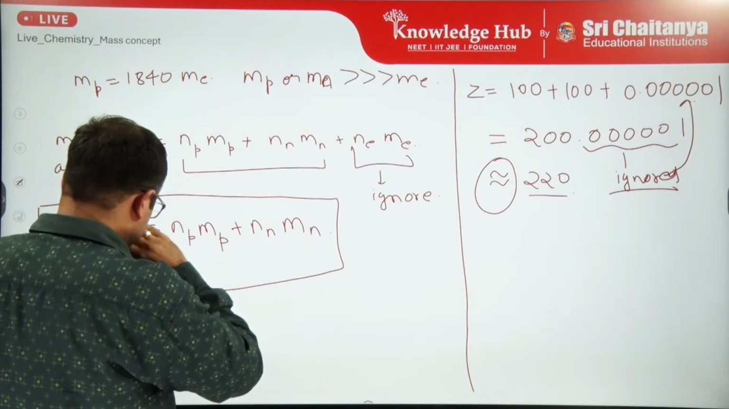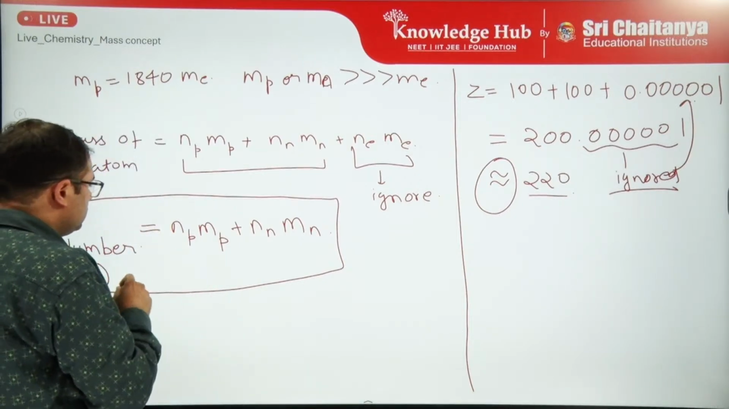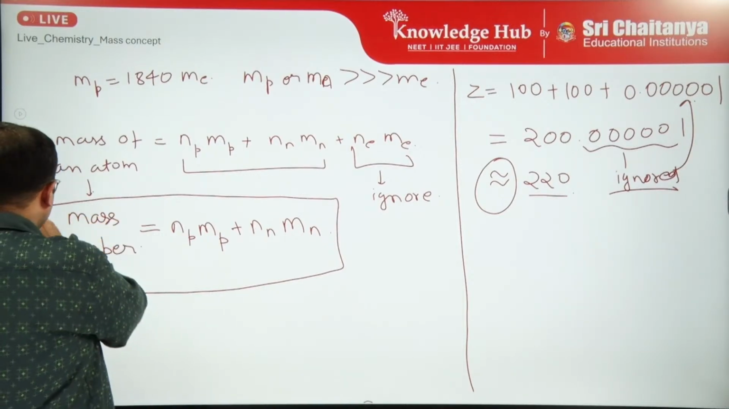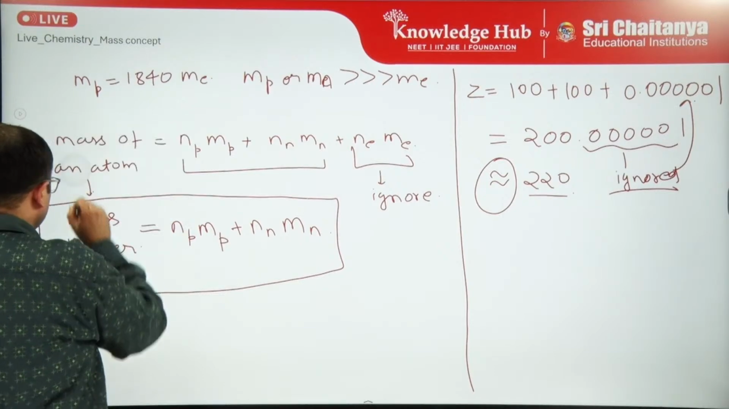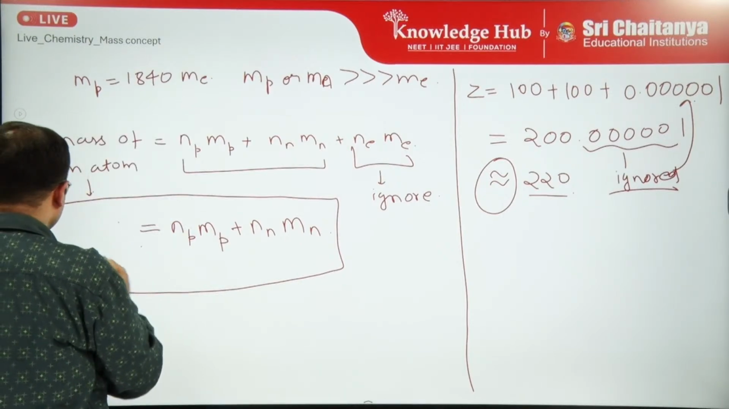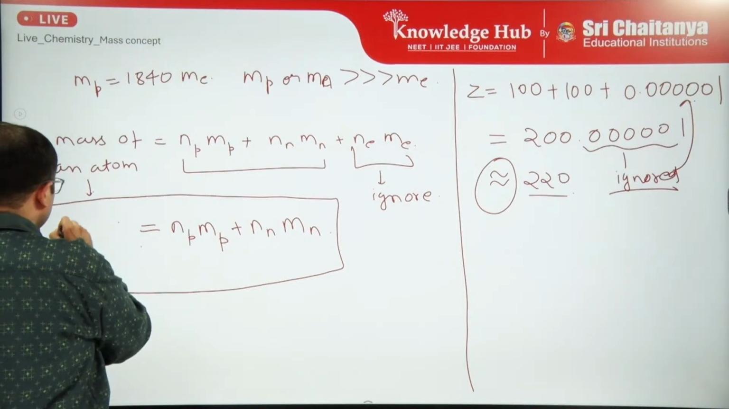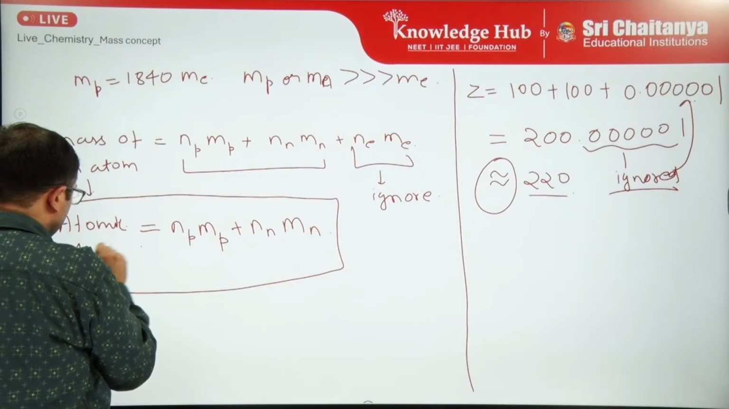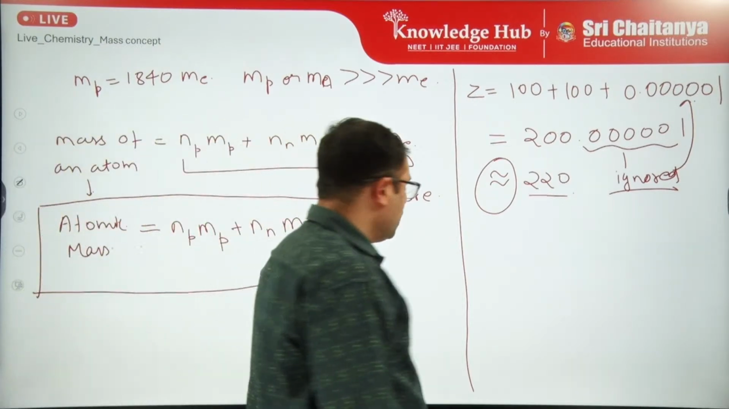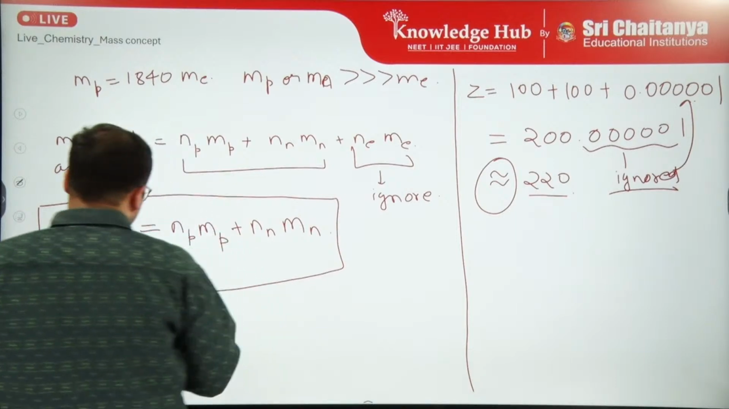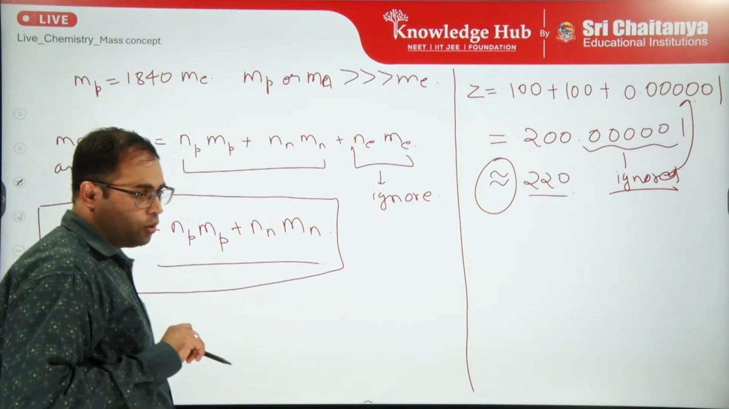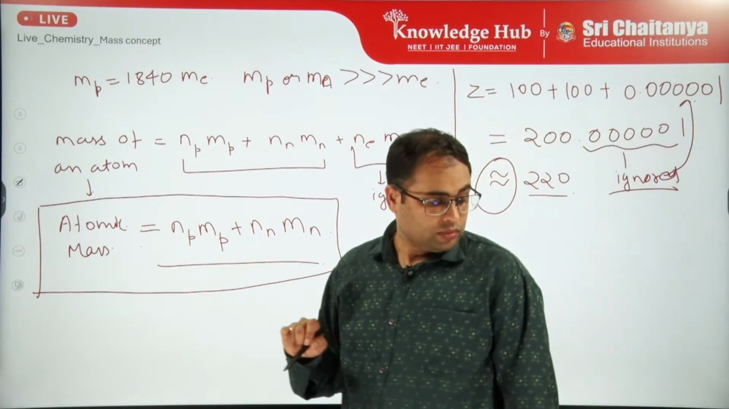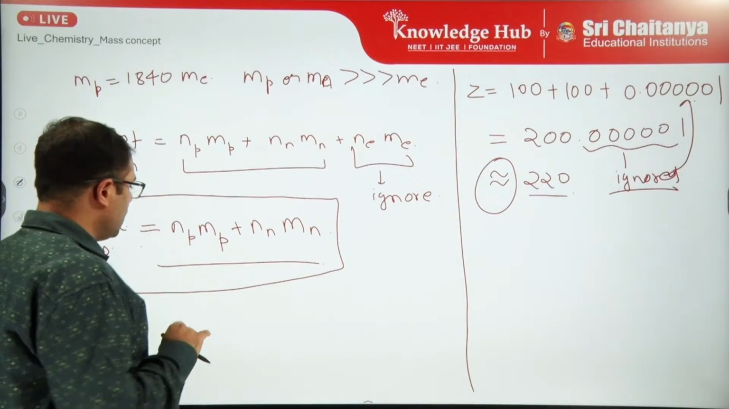Right. And this is the mass. This is just the atomic mass, right? So mass of an atom we can calculate through this formula. Is everyone clear in this? This is your atomic mass.